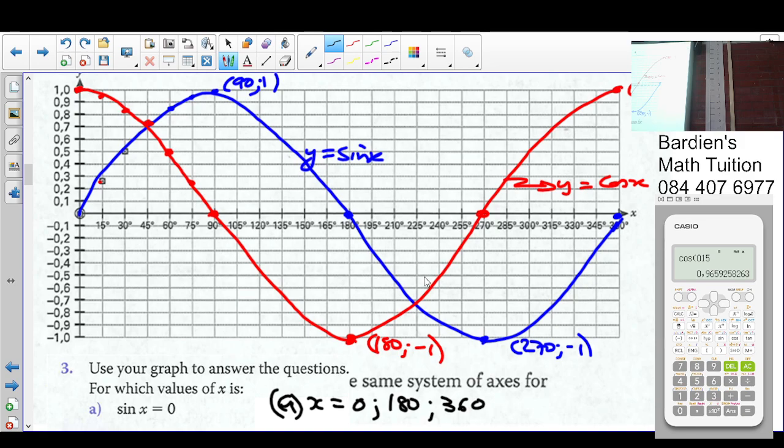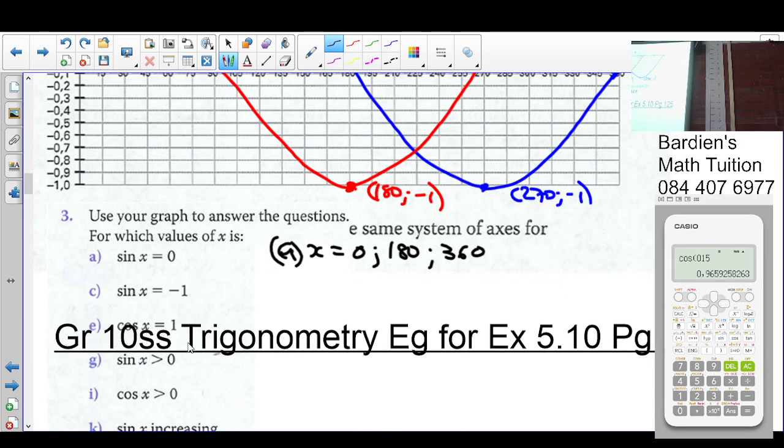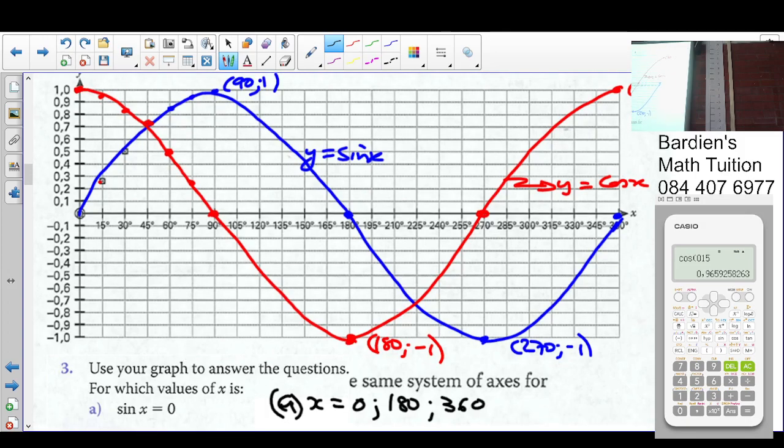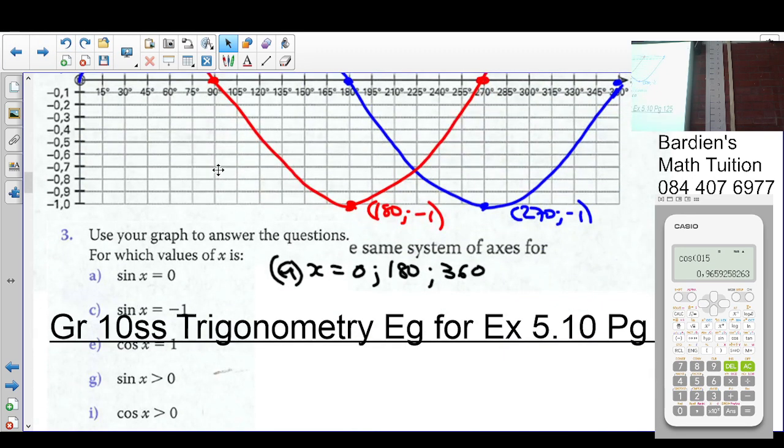Let's look at B. B says, where is sine of x equal to negative 1? Again, the graph in blue is sine x. Where is sine x negative 1? It's negative 1 at 270 degrees, an x value of 270. Can you see that, people? So for B, x is equal to 270.